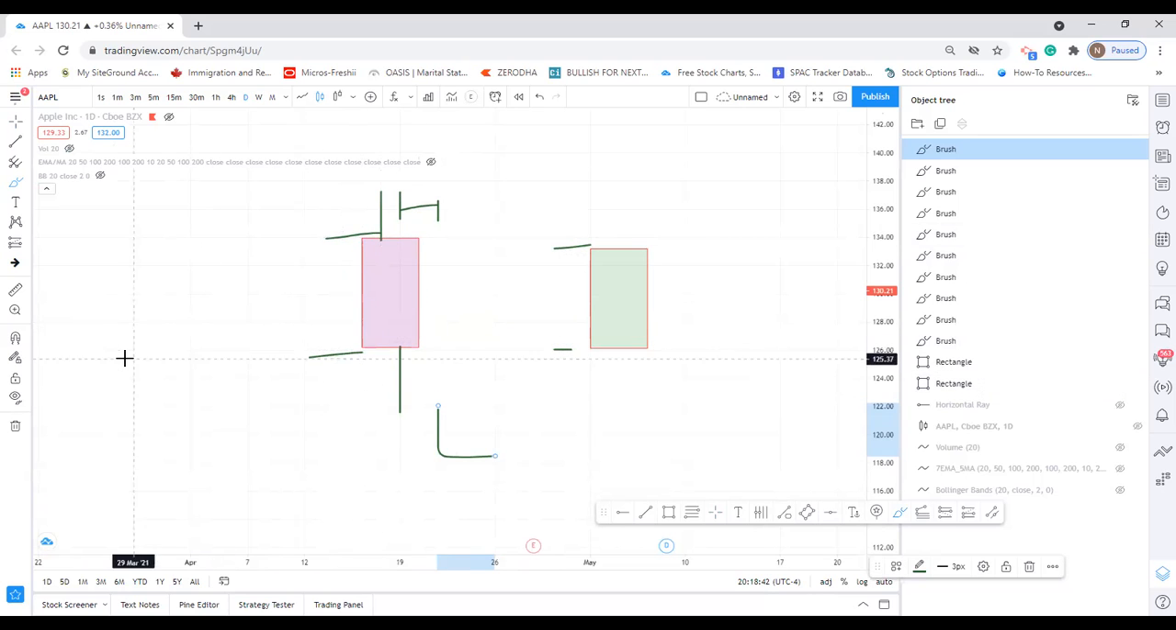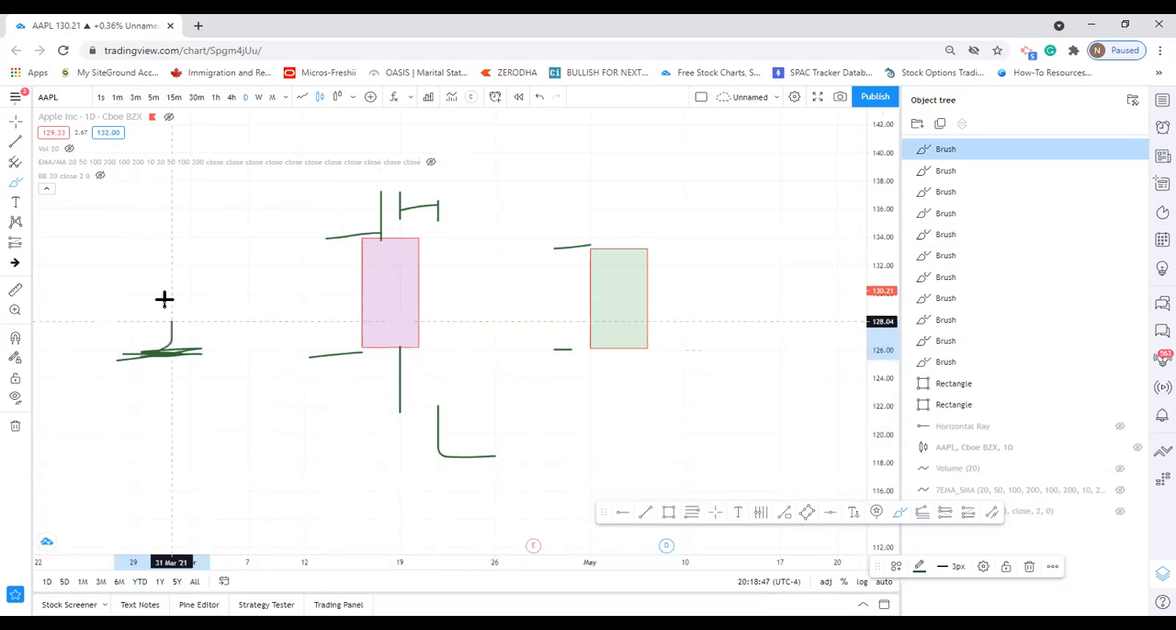Say, for example, price opens here. If it's a green candle, price opens here. Bulls take the price up, and then some seller comes in, takes the price down, and they manage to close it here. And this forms a candle. A candle is nothing but how the price moved for a particular time frame.